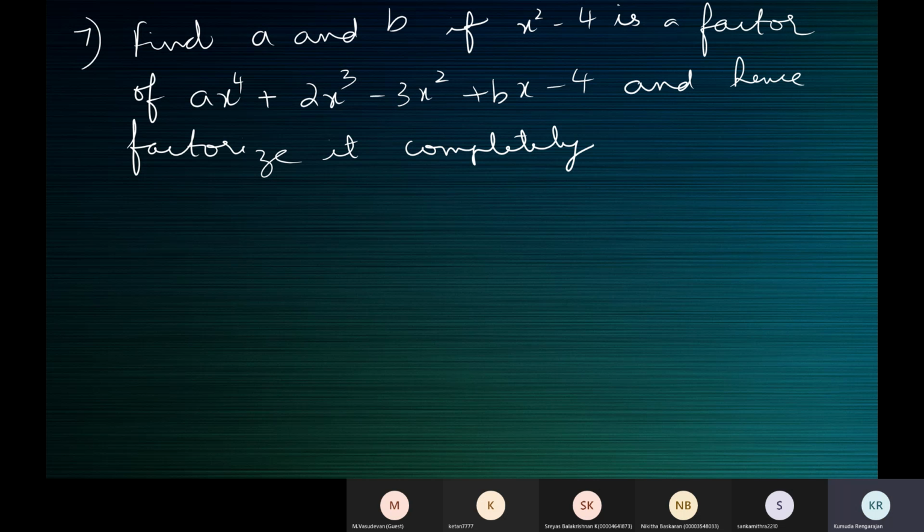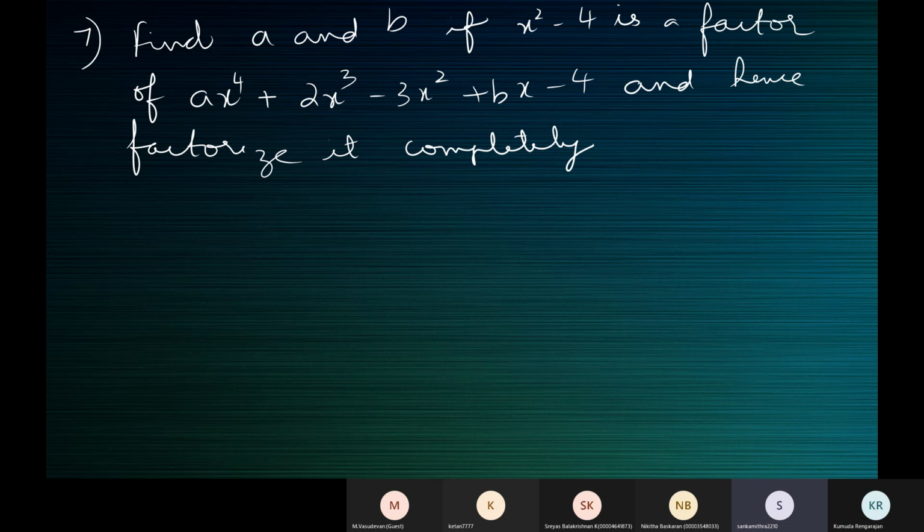Can anyone share the equations you've got? x square minus 4 is a factor. On factorizing x square minus 4, you get x plus 2 and x minus 2. So that means x plus 2 is a factor of the given polynomial, and x minus 2 is also a factor of the given polynomial. So these two cases will give you two equations. What are the two equations?